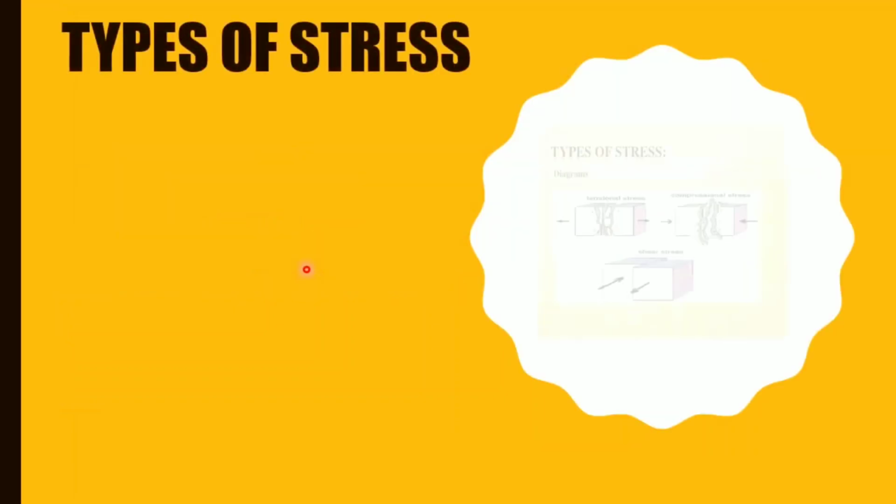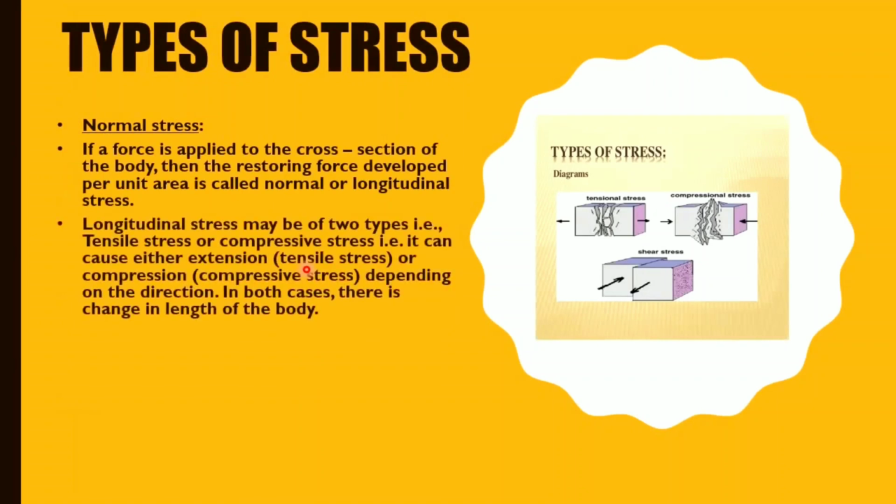Now we will learn about the types of stresses. First is the normal stress. If a force is applied to the cross section of a body, then the restoring force developed per unit area is called normal or longitudinal stress. So normal stress's other name is longitudinal stress. Whenever a force is applied to the cross section of a body, the restoring force gets developed per unit area. Now this longitudinal stress can be divided into two parts: one is tensile stress and the other is compressive stress.